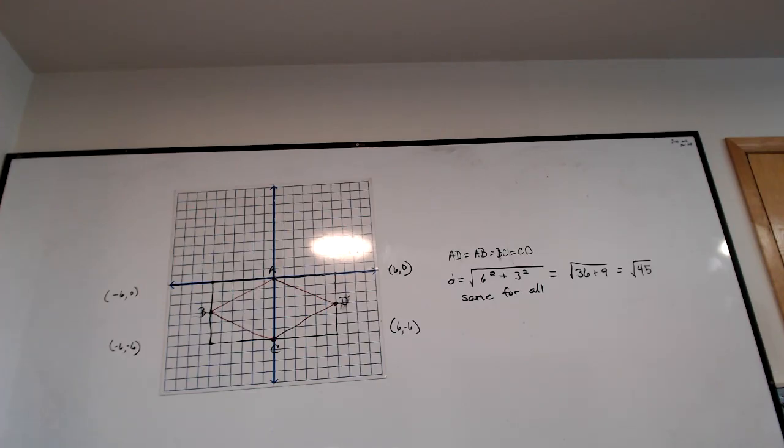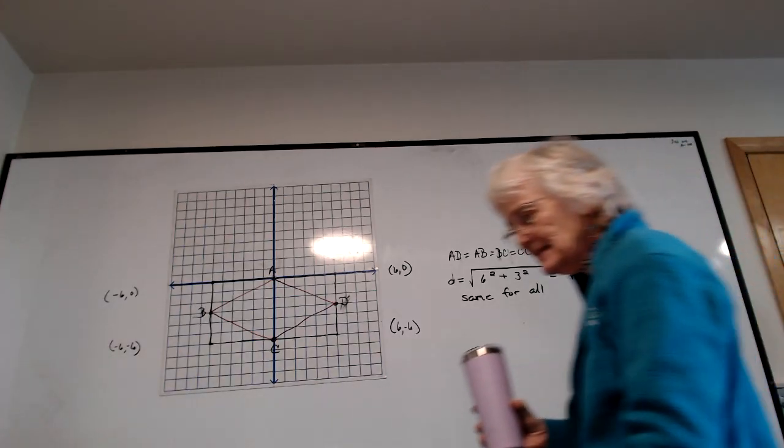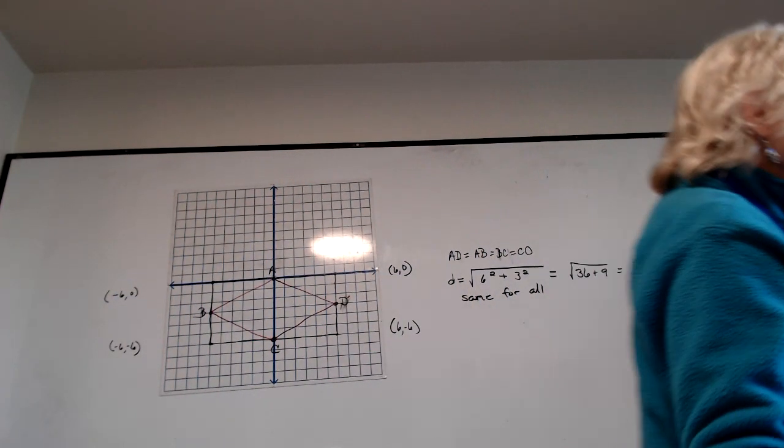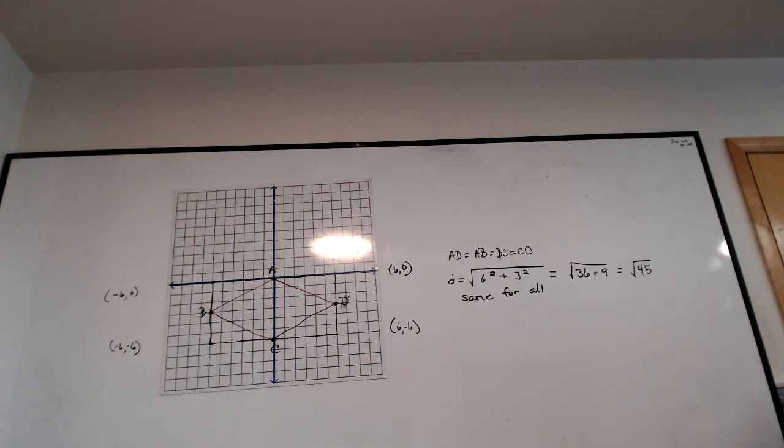What's the definition of a rhombus? If the sides are all the same, does that actually make it the thing that we need it to be? A rhombus is a type of what? A parallelogram. So we need to know the opposite sides are parallel. Can we say that if they're all the same? Yes, because if they're all equal, then the opposite ones are going to be equal.